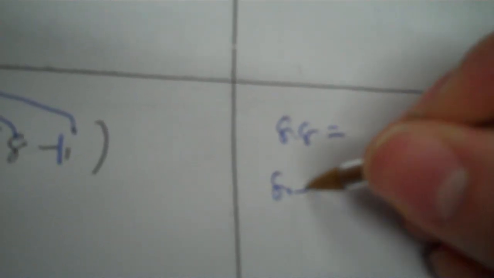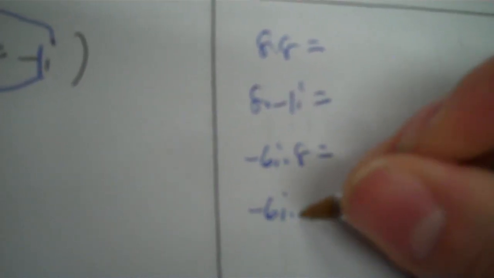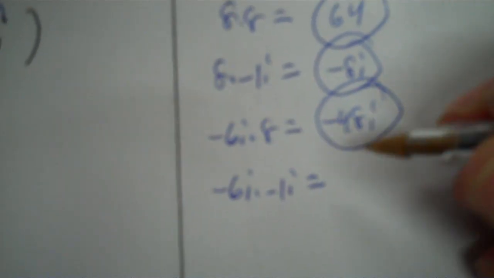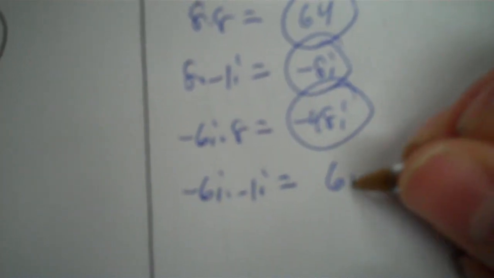Now this one's multiplication. You have a real number and an imaginary number, but you're going to FOIL. So I take 8 times 8, I take 8 times negative 1i, I take negative 6i times 8, and then negative 6i times negative 1i. So 64, that's a real number. Negative 8i, that's an imaginary number. Negative 48i, that's an imaginary number. And then negative 6 times negative 1 is 6i to the second.